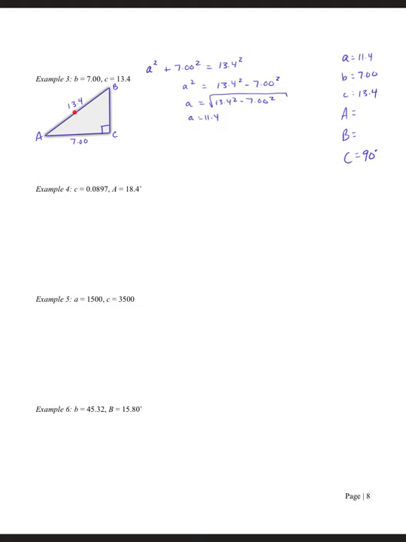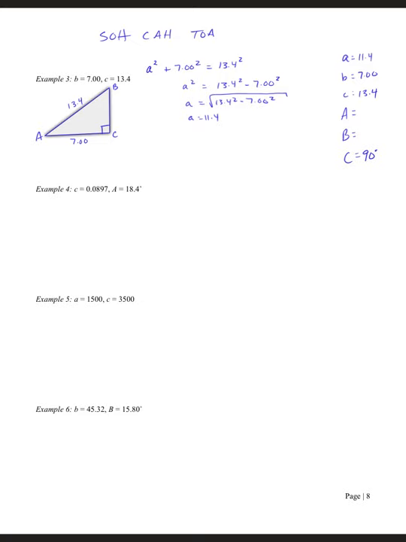So now we want to look at the two sides that we have and figure out which trig function we need to use. Remember, SOH CAH TOA will help us determine which side to use. When we look at 7 in relation to A, this is what we call the adjacent side because it's next to it, whereas 13.4 is going to be the hypotenuse. So if we have adjacent and hypotenuse, we want to use the trig function that uses adjacent and hypotenuse, which, right, that would be cosine.